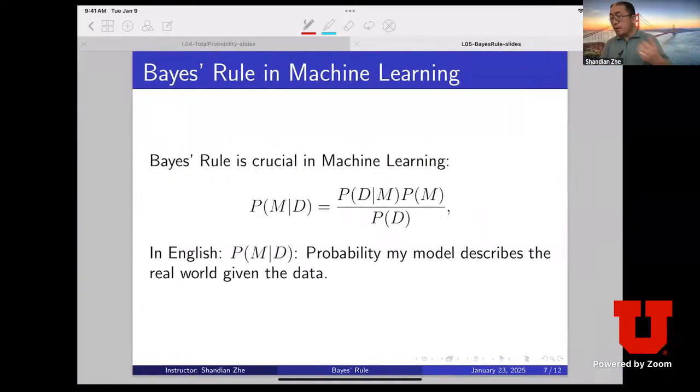But that's why people have come out with a lot of approximations. But the framework remains unchanged. It's always like, I'm going to look at the numerator first, right? The numerator will be, okay, what's my probability of the model? The ground truth model should be like this.